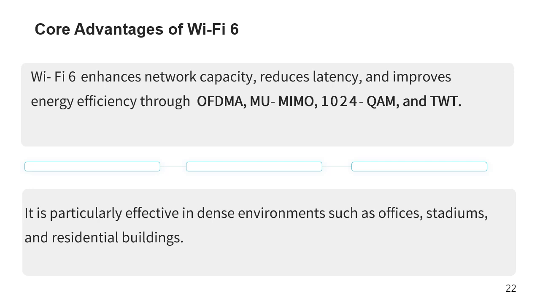Wi-Fi 6's core strengths can be split into these two parts. Significant improvements with enhanced network capacity, reduced latency, and better energy efficiency. Thanks to the technologies we discussed above, like OFDMA, MU-MIMO, 1024-QAM, and TWT, etc. Wi-Fi 6 optimizes performance in high-density environments like offices, stadiums, and homes.